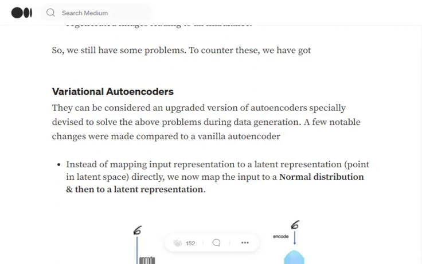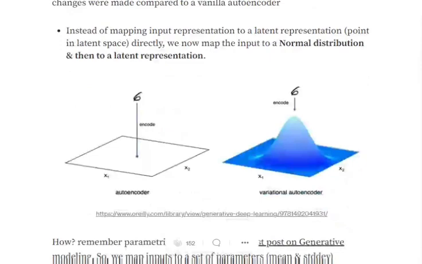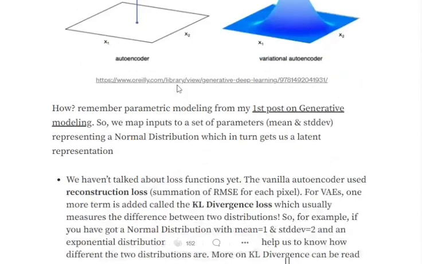Now in case of variational autoencoder, there are a couple of major changes that we'll be talking about. One is that instead of mapping the input x to a latent space directly, we will be trying to map it to a distribution first, and then to a latent space. The distribution that we would be mapping it to is a normal distribution. So instead of mapping it straight away to a latent representation, like a point in some particular n-dimensional space, we would first be mapping it to a distribution. Now, this distributional map will be used to map to the latent representation of the particular image or particular input.